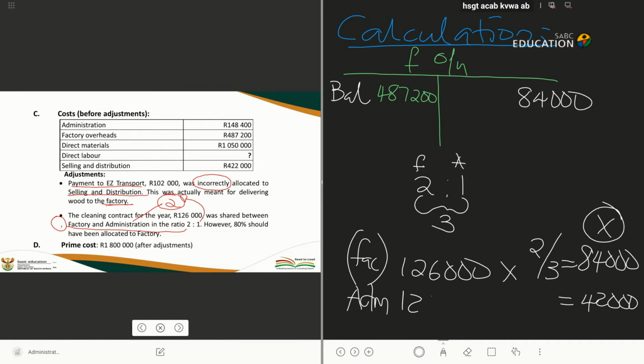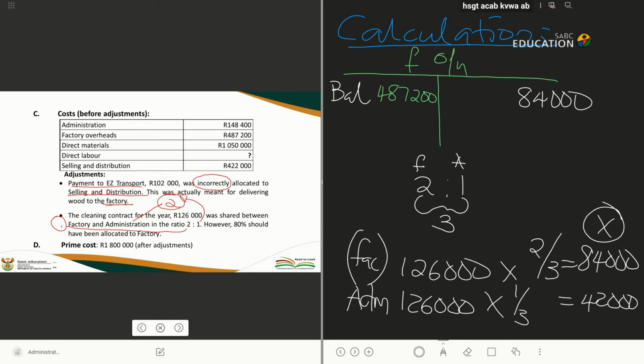It will be 126,000 times, it was admin times 1 divided by 3. So 126,000 times 1 divided by 3. Indeed, that is 42,000 rand. I hope you are still with me, my dear learners. So now, let's check then and record the correct one.